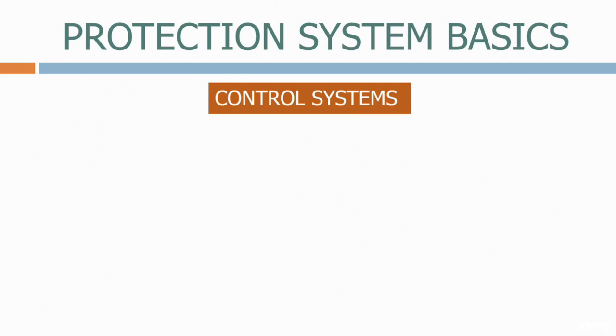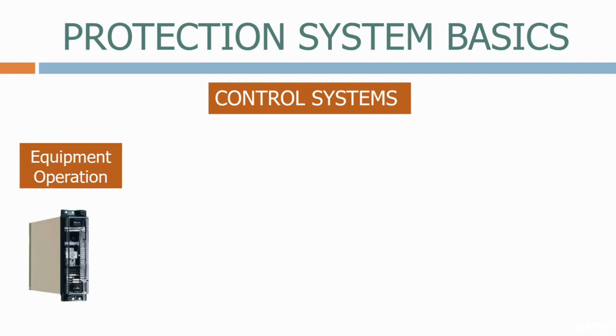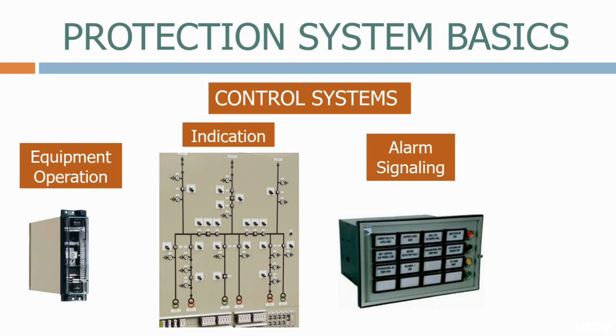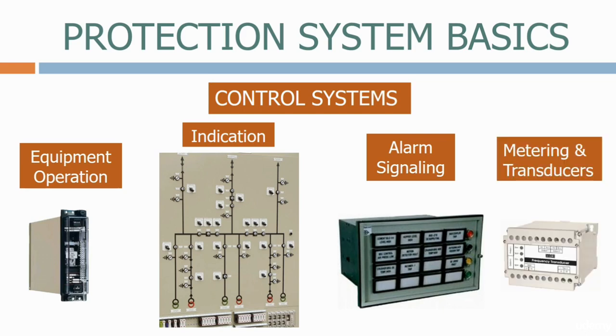And finally, we have the control systems. We have equipment operation systems that allow you to remotely open and close all of the primary equipment. We have indication systems that show the position of all the circuit breakers, disconnectors, and other primary equipment. Alarm signaling tells the operators when something's gone wrong on the system. And finally, metering transducers provide indications of the currents, voltages, and other information on the system.